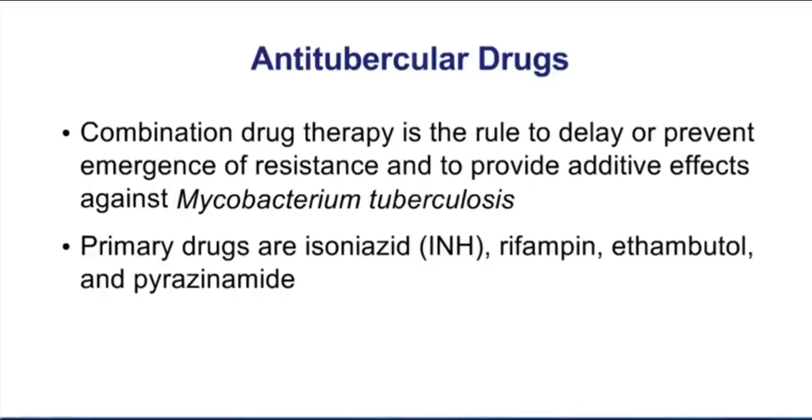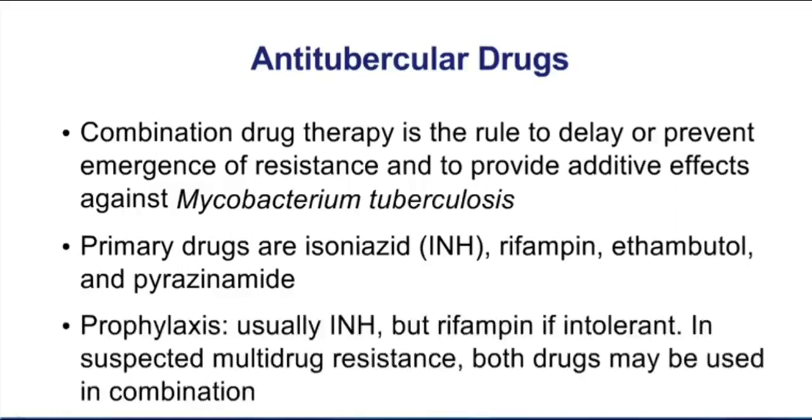This chapter ends with a discussion of anti-tubercular drugs. When we think about the treatment of tuberculosis, the rule here is combination therapy. We use combinations for the treatment of TB, and that includes 2 to 4 drugs. Occasionally, even a 5th or a 6th drug can be added to the regimen. For prophylaxis of TB, isoniazid is clearly the most popular drug, but rifampin becomes our best backup drug. And in suspected multi-drug resistance, we may actually use both drugs for prophylaxis.